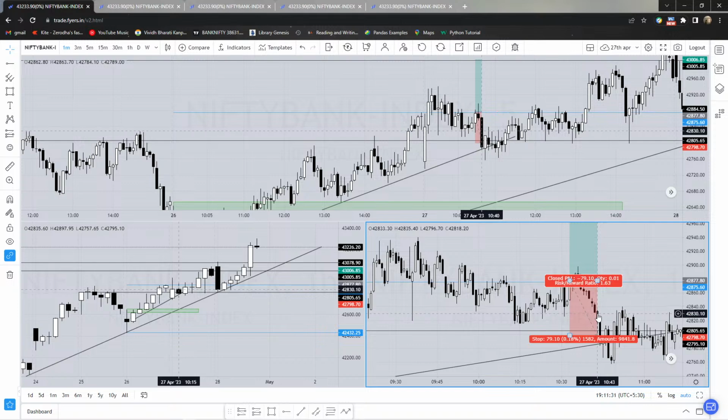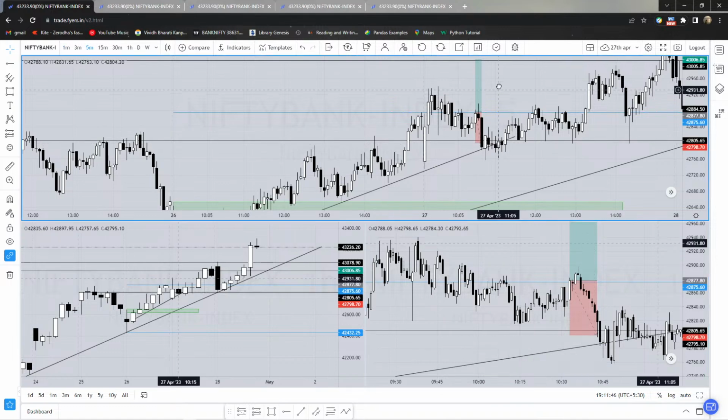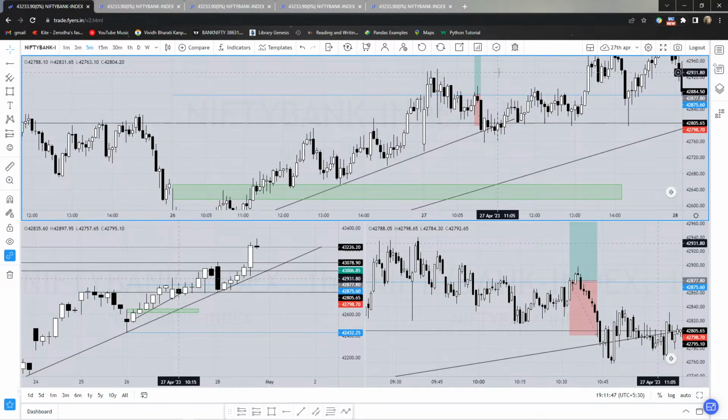Because of the fast movement, the option prices fell like anything. As soon as the SL was hit, I exited, because why not? Why do you have to wait for the SL? Why do you have to wait after your SL is hit?